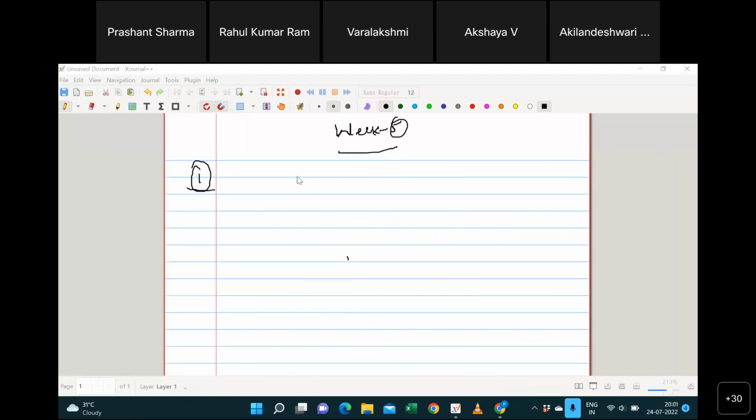Tell me, suppose action A is occurring in N1 different ways, and action B is occurring in N2 different ways. Then what will be the total number of occurrences of A or B? It is N1 plus N2, right?